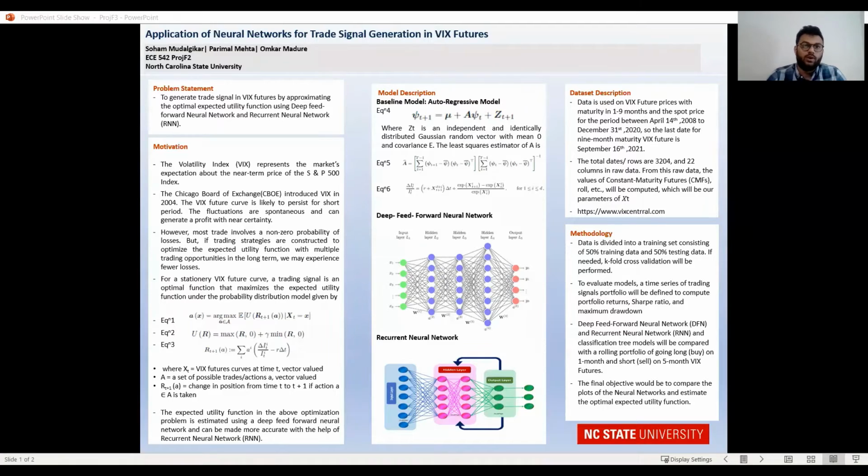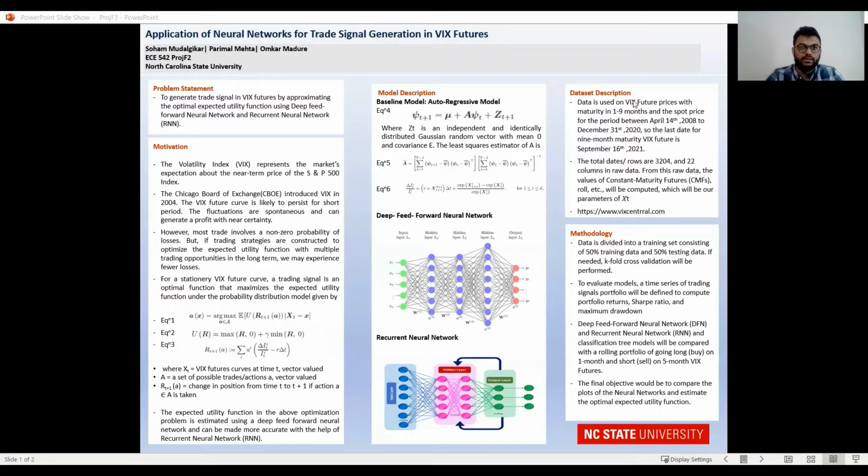Model description. We are using an autoregressive model which can be represented by mu of A, x t plus Z t plus 1, where Z t is an independent Gaussian random vector with mean 0 and covariance E. A is the least square estimator. Using the AR models, we can find the value of the rolling portfolio and hence the expected utility function. For the feed-forward neural network, we used hyperparameters configured at 500 epochs, 0.1 dropout rate, and sigmoid activation function, with 5 layers of the dense feed-forward network as suggested in the trading signals of VX futures paper. A time series or time step dimension is added to create the required input shape for RNN. For RNN, we use sigmoid as activation function here. Other parameters are 500 epochs and 5 dense layers.